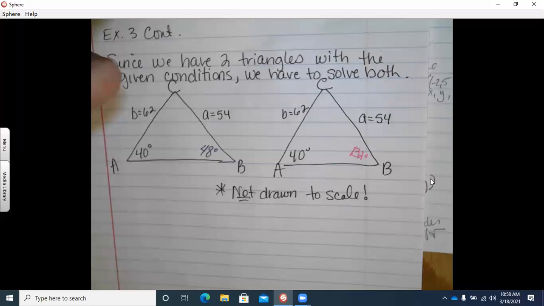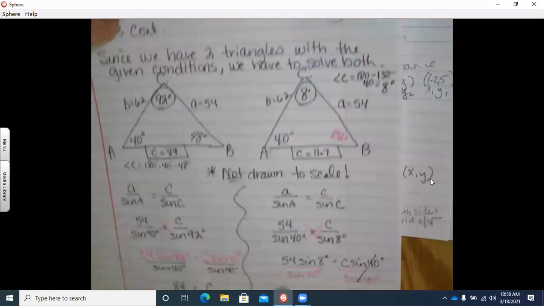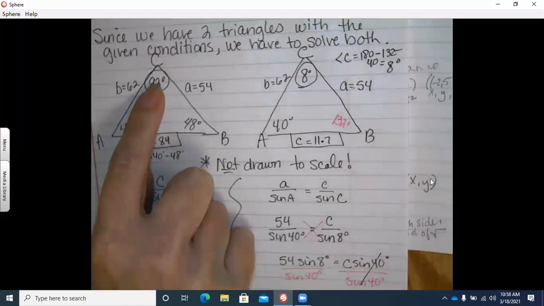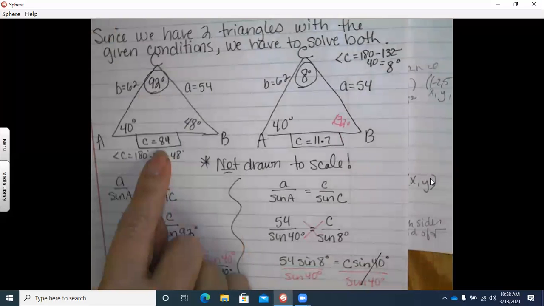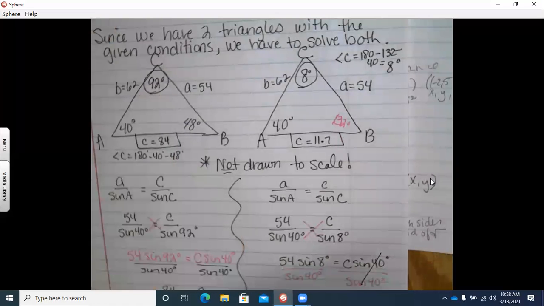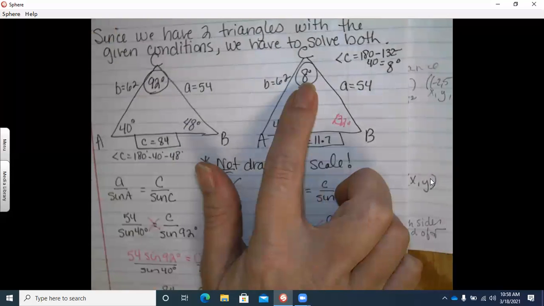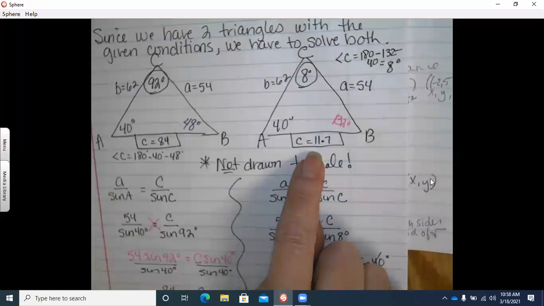Y'all ready to compare answers? Yes? Okay. Unfreeze my screen. So on the triangle with a 48-degree angle, angle C is 92 degrees, and then side C rounded to 84. And then on the triangle where B is 132 degrees, that means angle C would be 8 degrees, and side C rounded to the nearest tenths, because that's what the direction said, is 11.7.